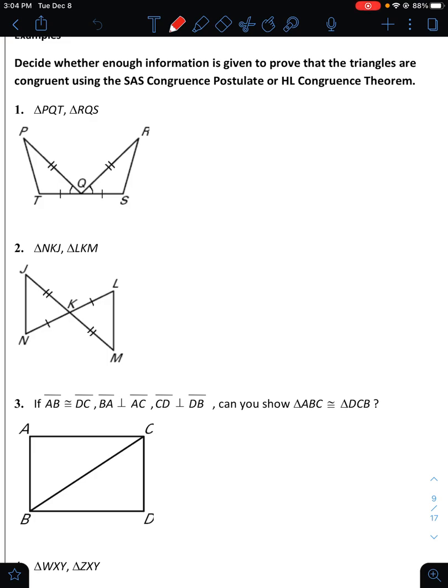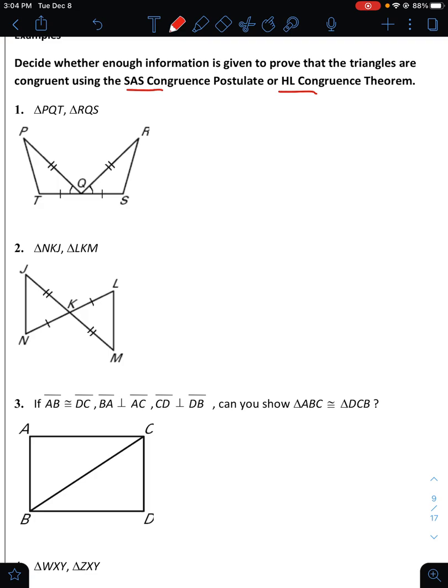So the directions say, decide whether enough information is given to prove that the triangles are congruent using the SAS congruence postulate or HL. So we're going to just focus on those two right here. If we're doing SAS, do we have two sides and the included angle? Or if it's HL, we have a right triangle, a hypotenuse, and the corresponding leg.